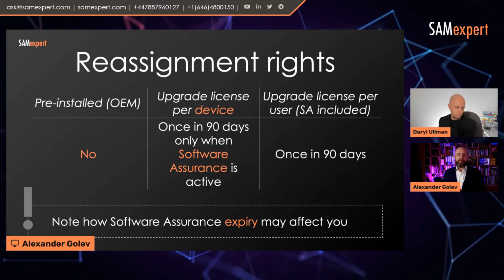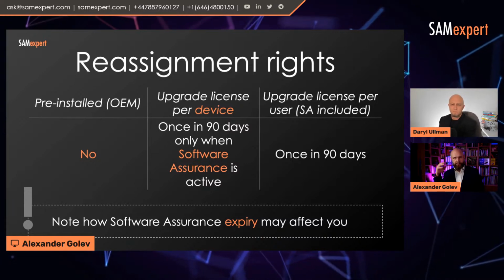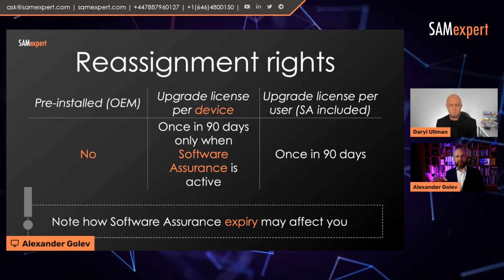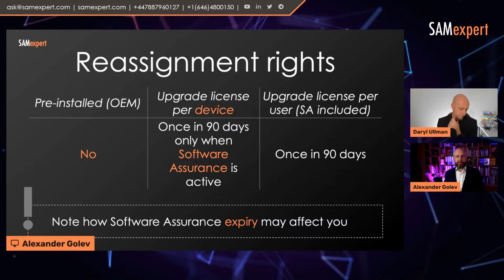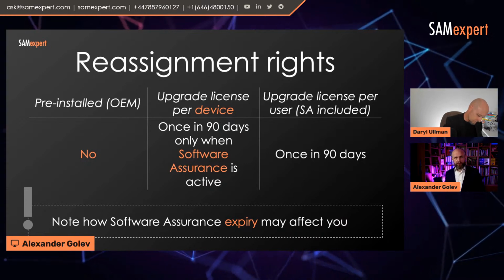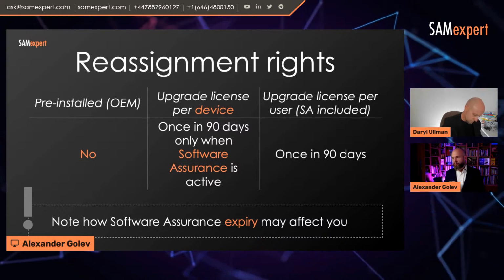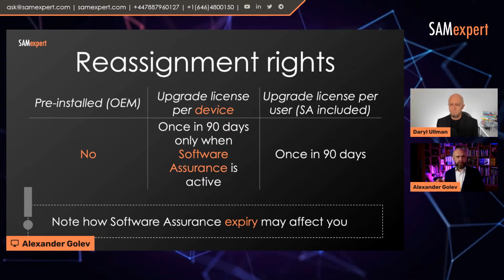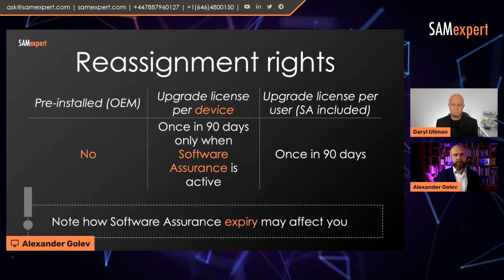And if upgrade licenses are per user, because they're assigned to a user, there's no device assignment. They don't die with devices. They may just be reassigned, normally once in 90 days. The thing with the upgrade license per user is that they are always so-called OPEX licenses, because you always continue paying for them. There's no perpetual option for per user licenses for Windows 10. There are always either perpetual plus SA, which you must continue paying, or new software assurance, or a subscription license.